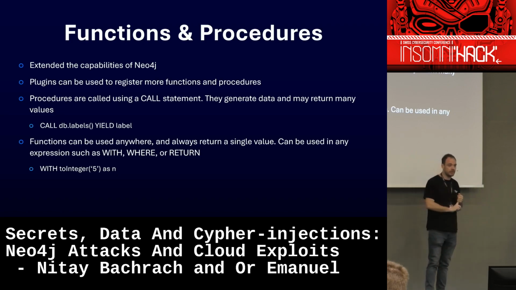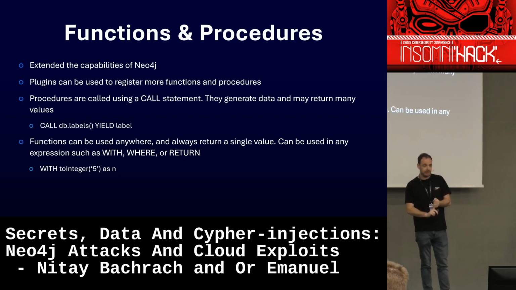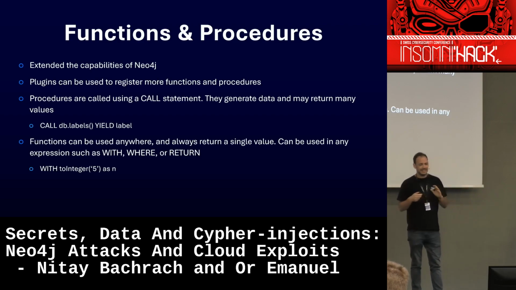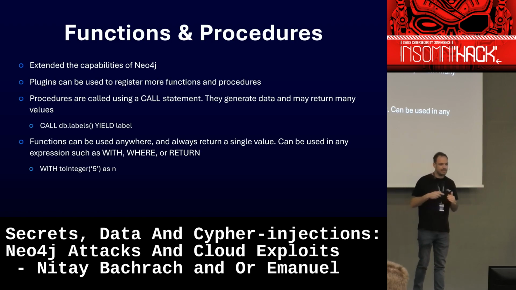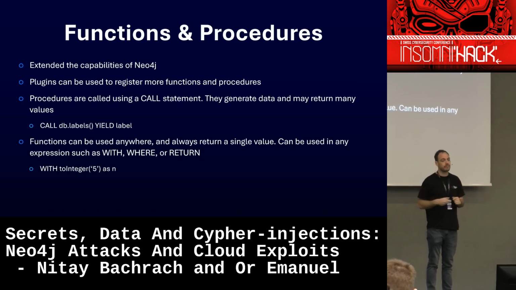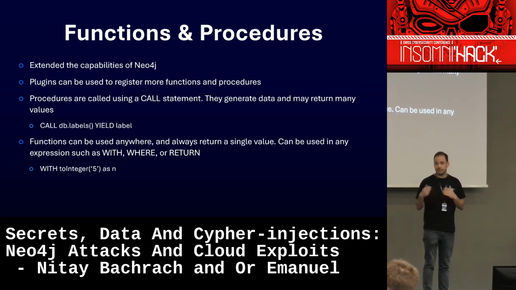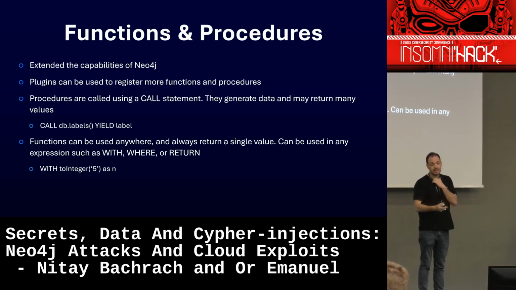Procedures can only be called using a special statement. We have seen match, we've seen return, and now there is a statement called call, and that's how we call procedures. They usually generate data, and they can return many different rows and columns. For example, we can use them to get information about the DB, such as listing all the labels in the DB.